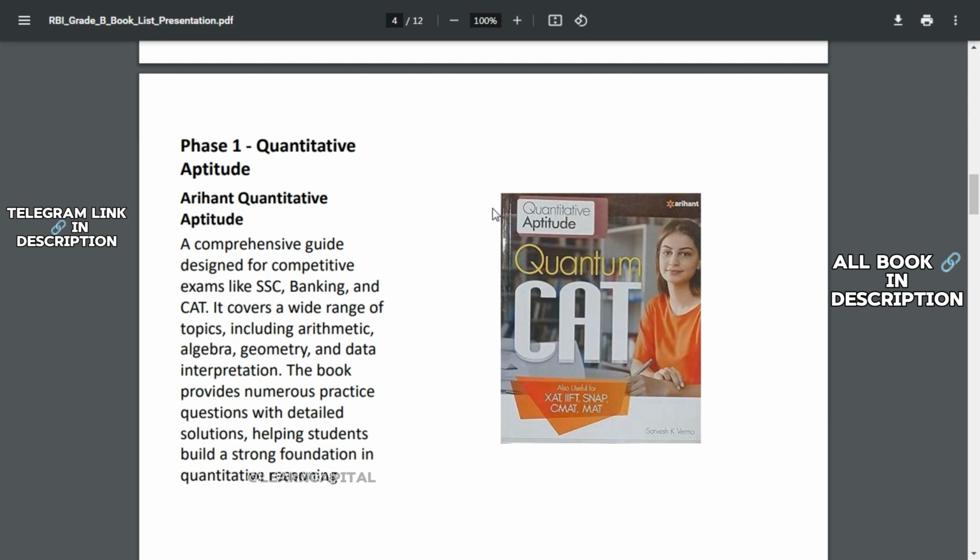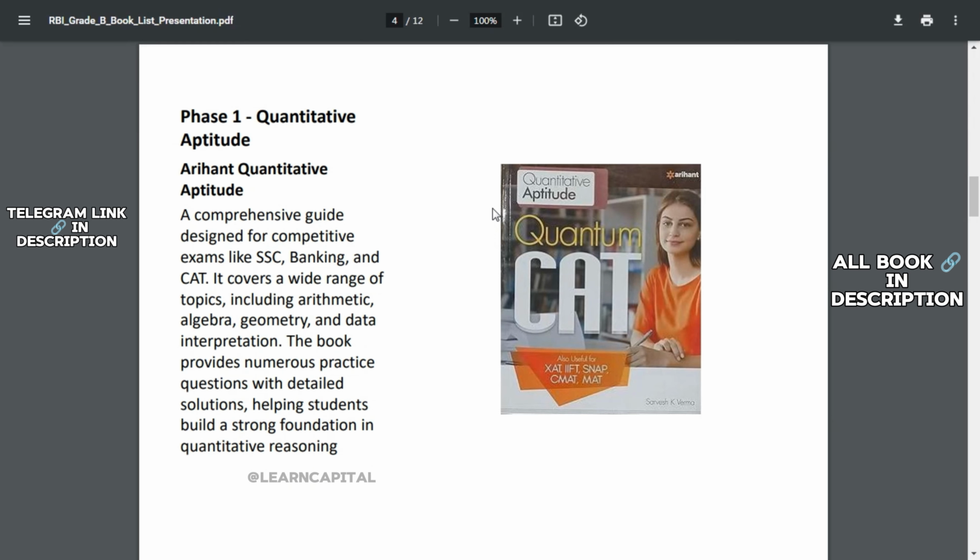Quantitative Aptitude is for mathematics like percentage, ratio, age, etc. It is a comprehensive guide designed for SSC, banking exam, CAT exam, RBI exam, income tax exam, which helps to crack phase 1. So I recommend you to buy this book. This link is in the description.